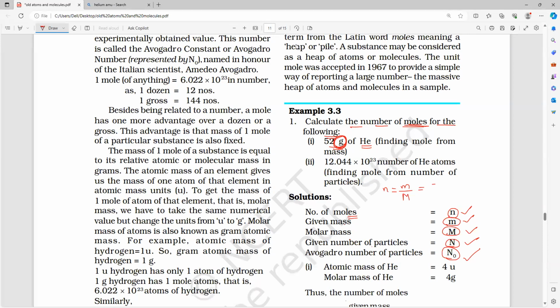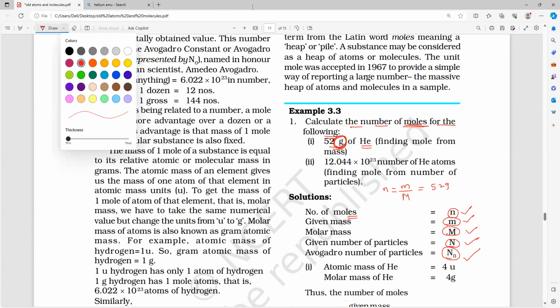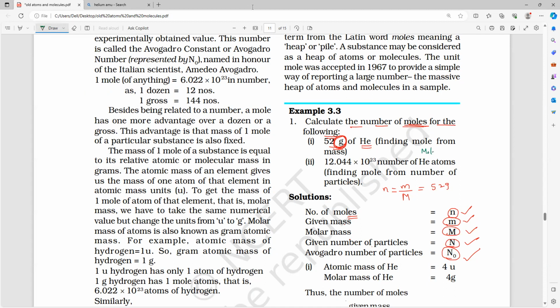So given mass is 52 grams. Now we want what? Molar mass. What is the molar mass of helium? Everybody, write it. Molar mass of helium. How many number of particles? Helium, how many? He, 1. So 1 into 4, which is equal to 4 u, which is equal to 4 gram per mole. Fully you write it. 4 gram per mole.